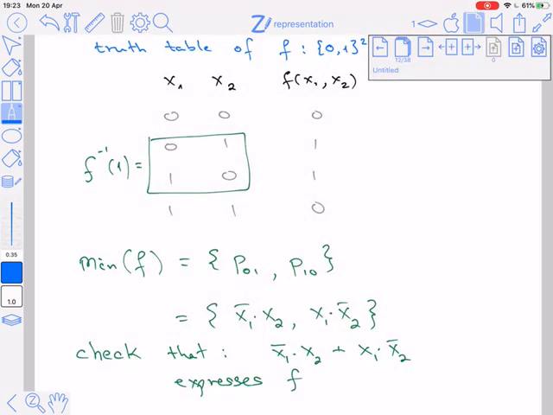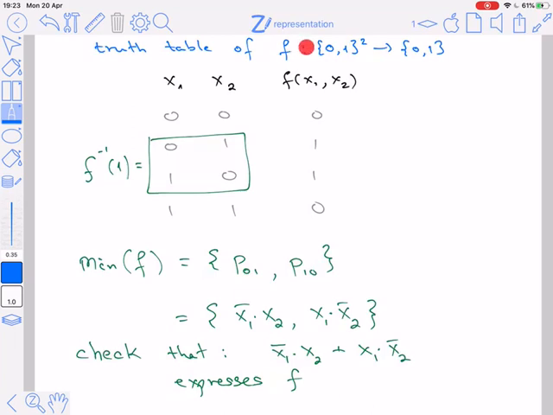Let's see an example. Suppose I have a Boolean function from 2 bits to 1 bit, and this is the truth table of the function. This is x1, this is x2, this is f of x1, x2, and when x1 and x2 are 0, f of x1, x2 is 0, and so on. When x1 is 0, x2 is 1, f of x1, x2 is 1, and so on. So I have here my truth table. Now, the pre-image of 1: I look at all the rows in which I have a 1 in this column, and these rows constitute the pre-image of 1 with respect to this Boolean function.